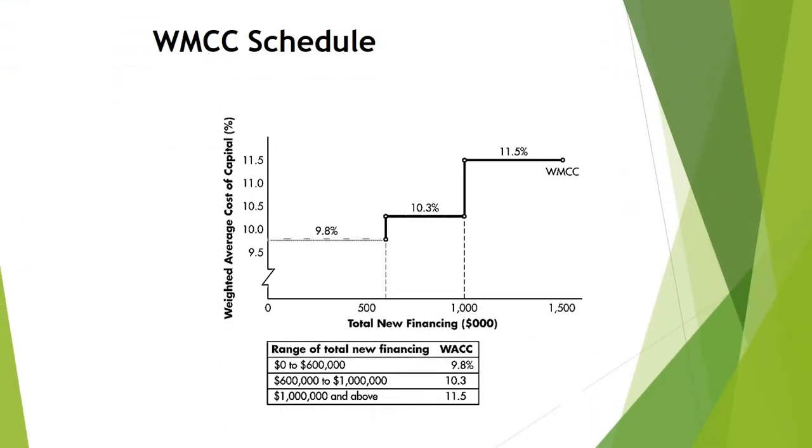So here is a schedule for the weighted marginal cost of capital. As per this schedule, the firm's weighted average cost of capital is 9.8%. If the firm raises $0 to $600,000, and if the firm raises $600,000 to $1 million, the weighted average cost of capital will be 10.3%. And finally, if the firm raises $1 million or more capital, in that case the weighted average cost of capital is 11.5%.